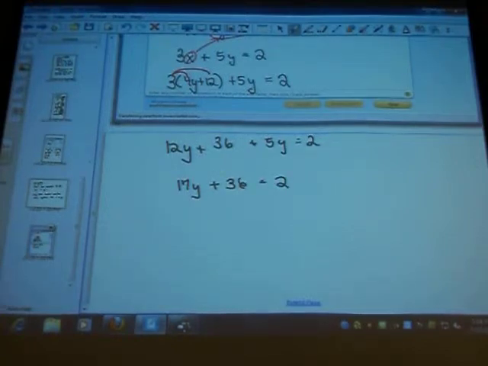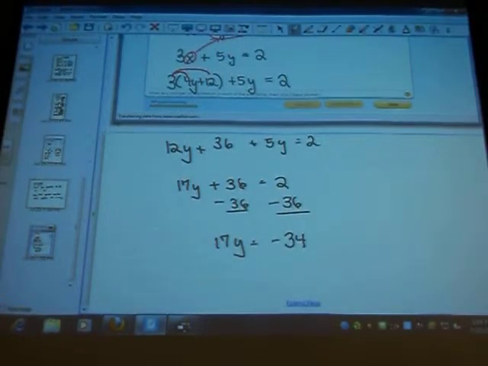Okay, the next thing I want to do is subtract the 36 from both sides. It gives me 17y equals negative 34. And then just divide by 17. 34 is 17 times 2, so my answer here is y equals negative 2.